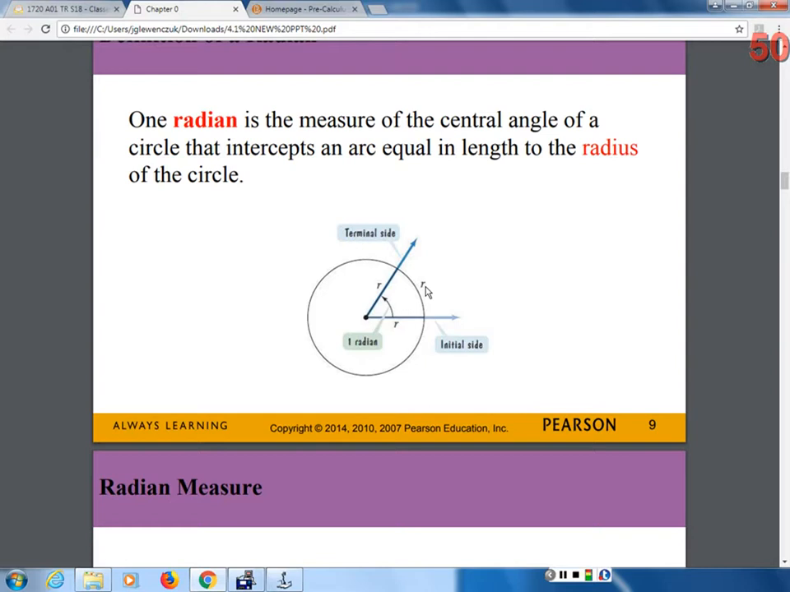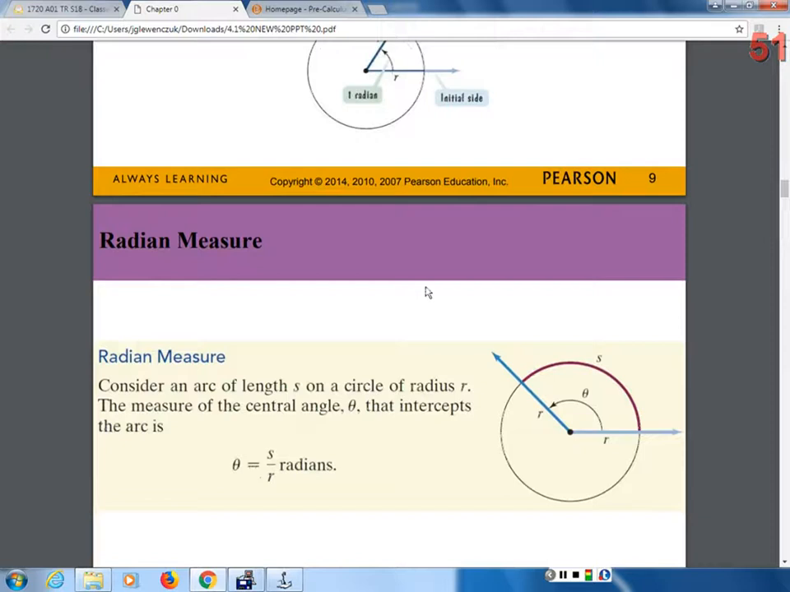So that's your picture. Radians. That's how we get radians, and that's 1 radian. Okay. And radian measure.